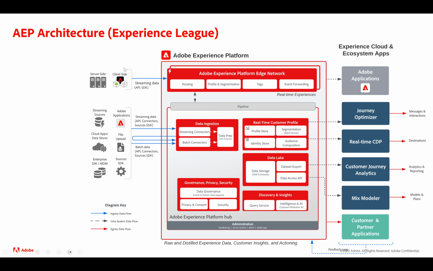As I was saying, there is server-side and client-side data ingestion that are sending data to the edge network, which is doing different services, and profile segmentation is one of them. Another capability that we have in Web SDK is event forwarding, where we can send data to either other Adobe applications or other services based on the data received here. Then we are sending it to the pipeline again.